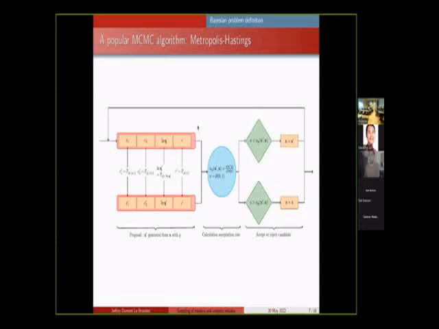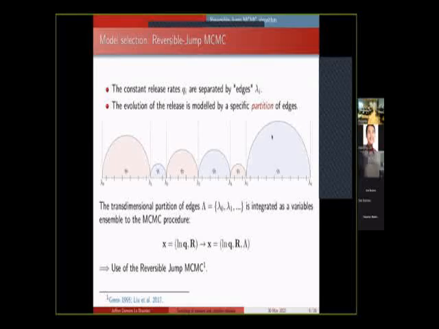Here you have a figure with 6 Qi, which are release rates. It's our vector of constant release rates Q, and the goal is to find this Q, but also the good representation of Q. We can note that these constant release rates are separated by edges, the lambda i, and so the evolution of the release is totally modeled by a specific partition of edges. An idea is simply to add this set of edges to the MCMC procedure, so we can add it in the vector X that we want to reconstruct. We want to reconstruct the distribution of X given the data.